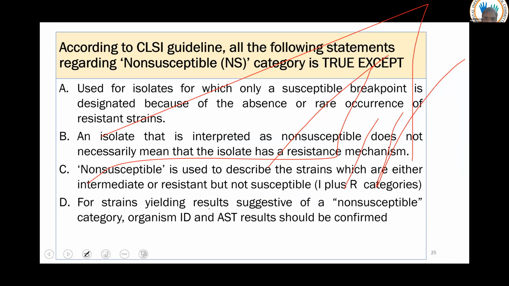Okay, next question. Non-susceptible category means what? Why are these lines there? These lines are not going now.